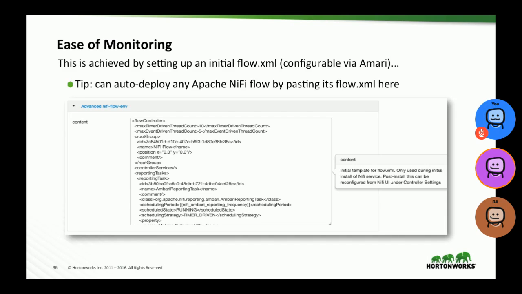The way it's doing that is that, as part of the NiFi install, we're setting up an initial flow.xml. And that flow.xml is basically setting up that Ambari reporting task. If you want to see what that flow.xml looks like, it's actually exposed through Ambari, so that means it's configurable, and you can make changes there.